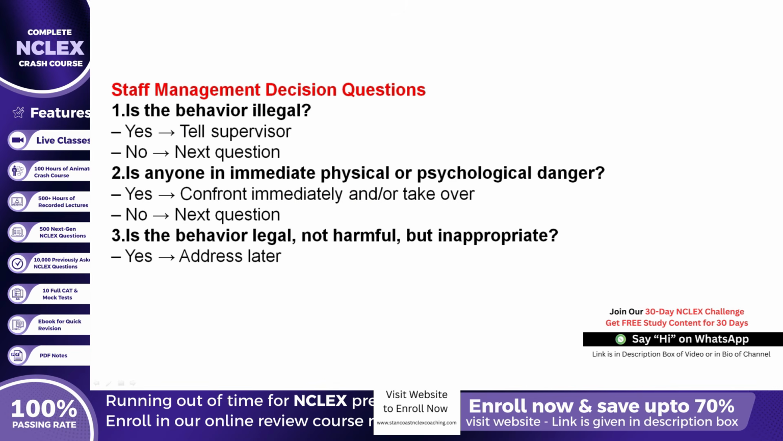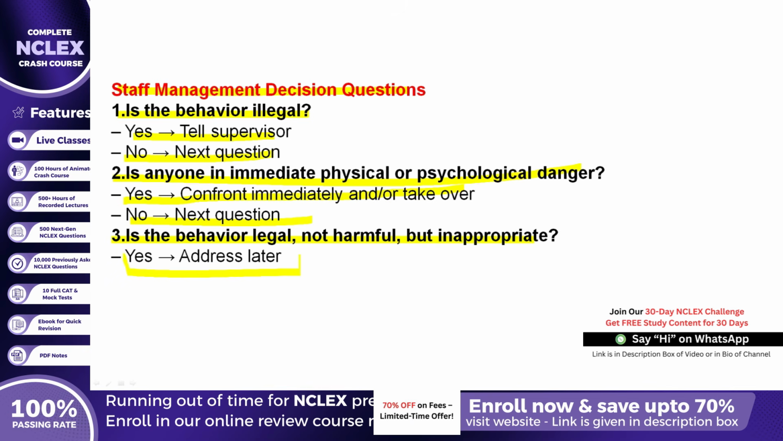Now let us strengthen this framework with decision questions, beginning with, is the behavior illegal? If the answer is yes, you tell the supervisor. If the answer is no, you move to the next question. The next question asks, is anyone in immediate physical or psychological danger? If the answer is yes, you confront immediately and take over. If the answer is no, you continue to the next question. The final question asks whether the behavior is legal, not harmful, but still inappropriate, and if the answer is yes, then you address it later.